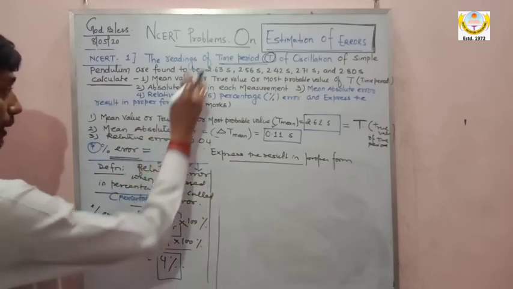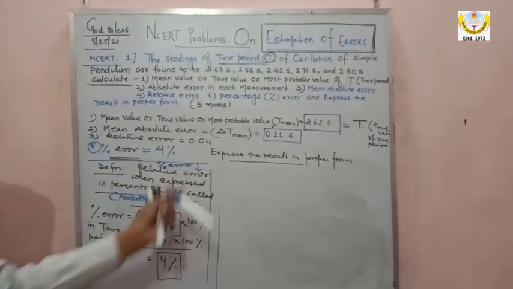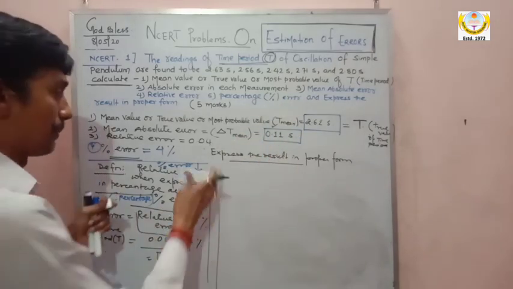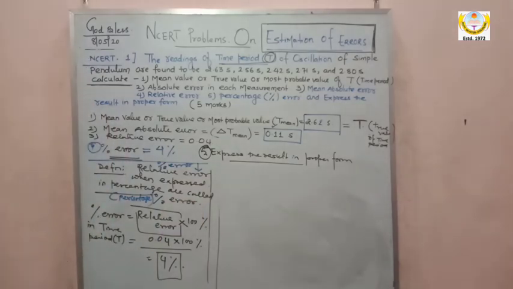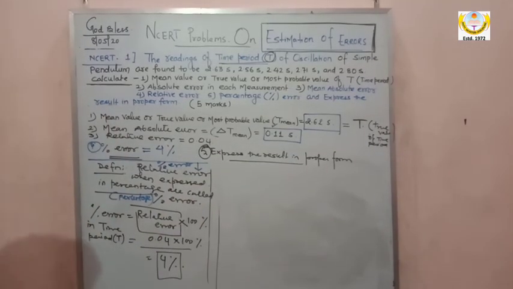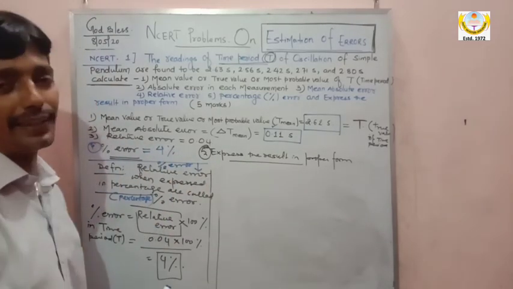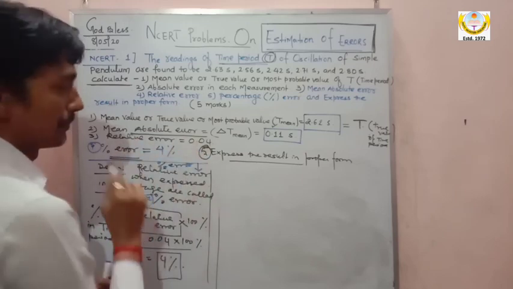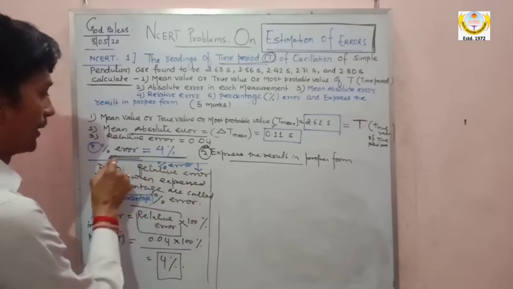Percentage error of this numerical, I got it as 4%. So now, my dear, the last part of the question is to express the result in a proper form. This appears in many places in NCERT questions. So you have to express the result in a proper form. There are two ways, as I said: one in terms of absolute error, mean absolute error, and the other in terms of percentage error, my dear.